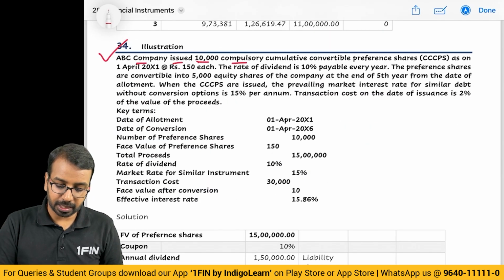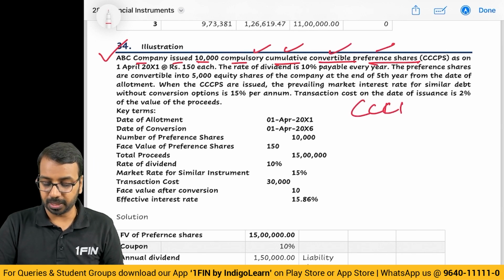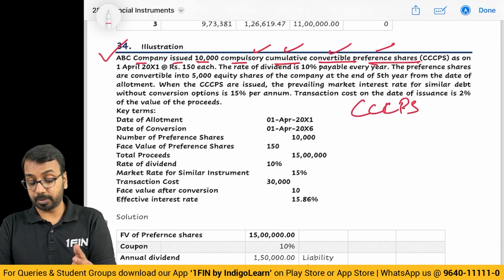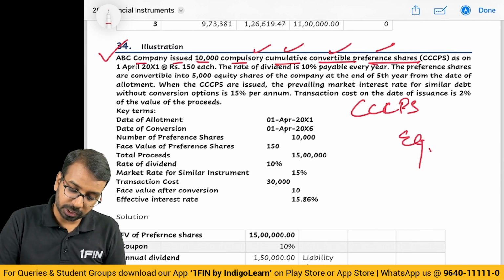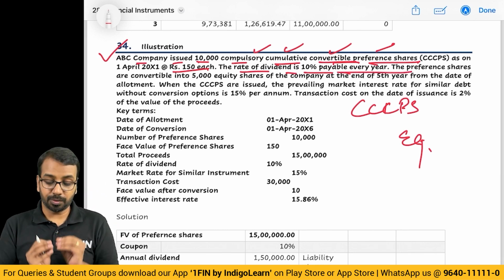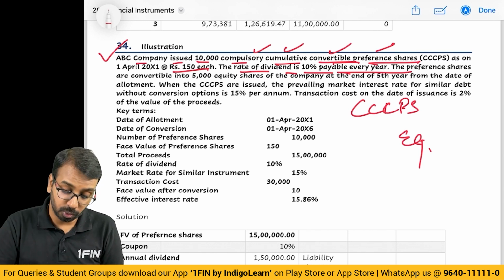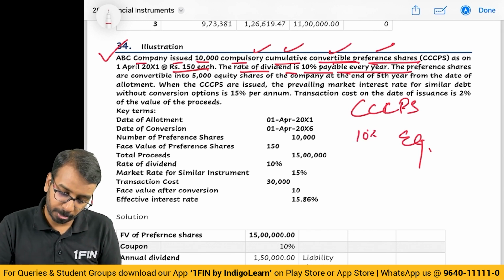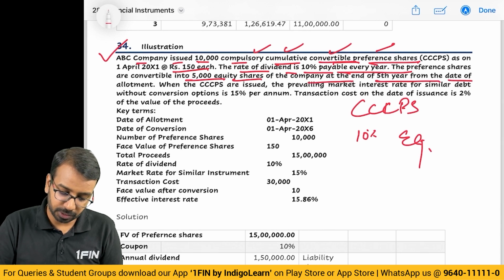ABC issued 10 lakh compulsorily cumulative convertible preference shares. Compulsory cumulative convertible preference shares means CPS. So conversion is compulsory, which means there is equity, but it also has cumulative preference shares, and they have been issued at 150. The rate of dividend is 10% payable every year. Here you have to understand that you have to pay every year, because it is cumulative. Even in subsequent periods you may have to pay. So 10% is payable. The preference shares are convertible into 5,000 equity shares of the company at the end of the 5th year from the date of allotment.